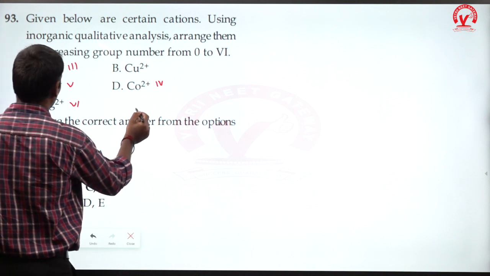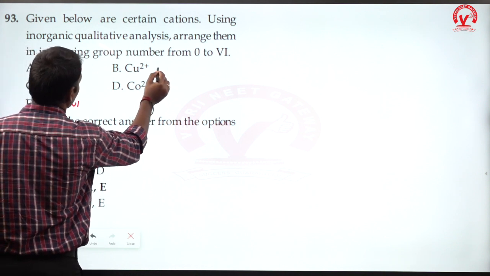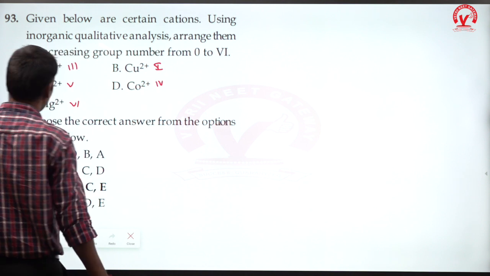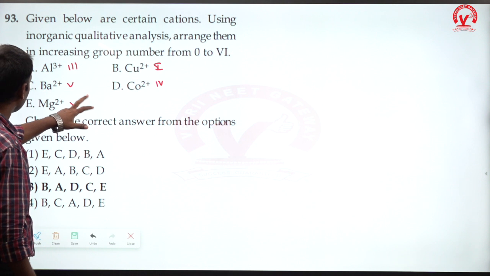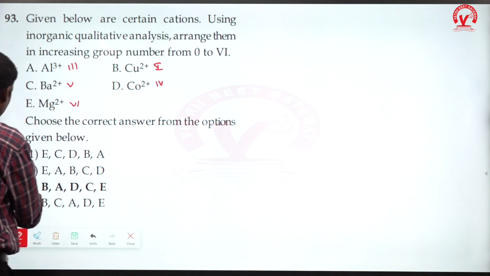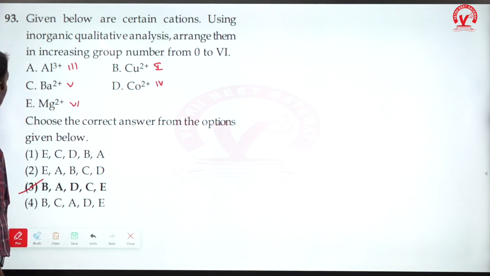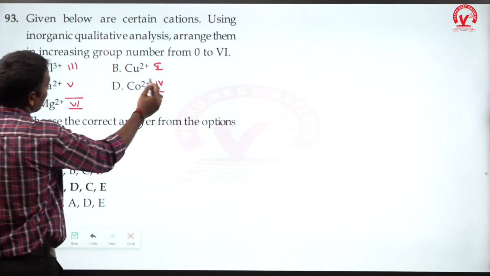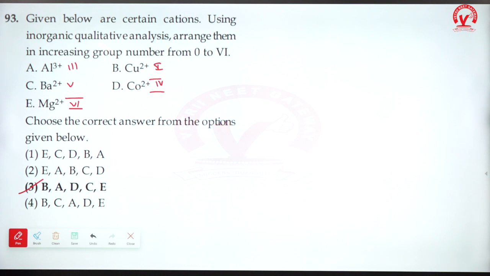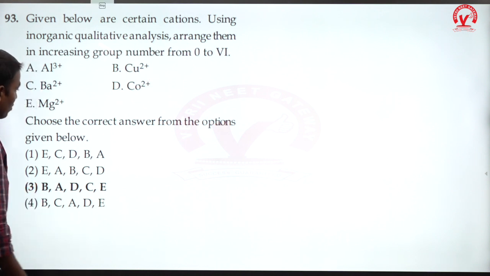Then we have to go with Cu2 plus, which is first group, right? So there is E, C, D, A, B. Yes, option 3 is the correct answer. Option 3 is the correct answer, right? According to our analysis, these are the group numbers while doing salt analysis, right? So next, move on to the next question.